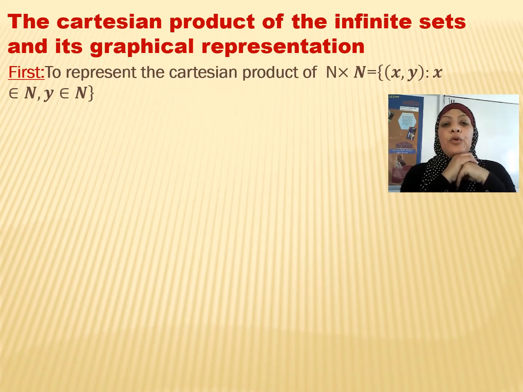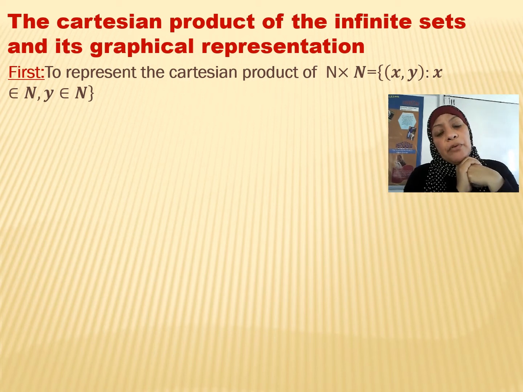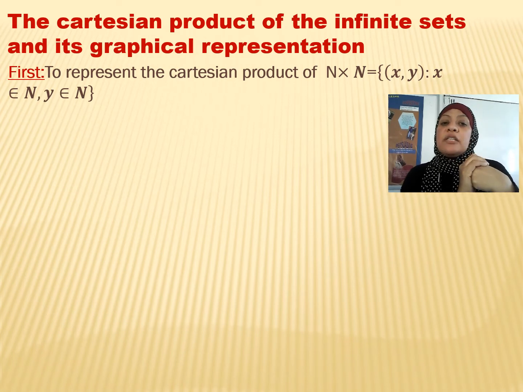The Cartesian product of infinite sets and its graphical representation. First, to represent the Cartesian product N product N. What about N? Can you remind me what's the N? Excellent. N is the natural numbers. Okay, so what are the natural numbers? 0, 1, 2, 3, and so on. Positive numbers only and the set of 0.